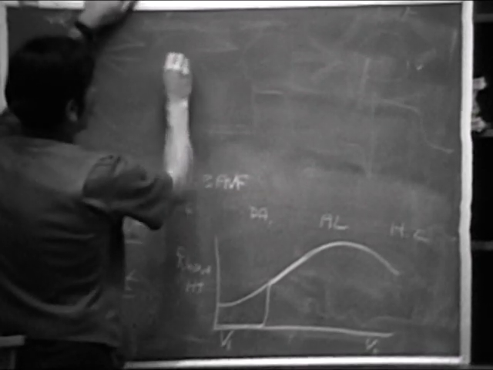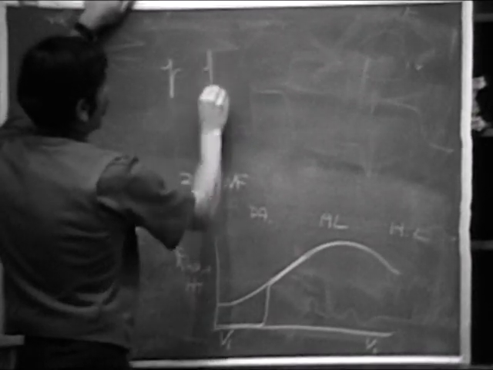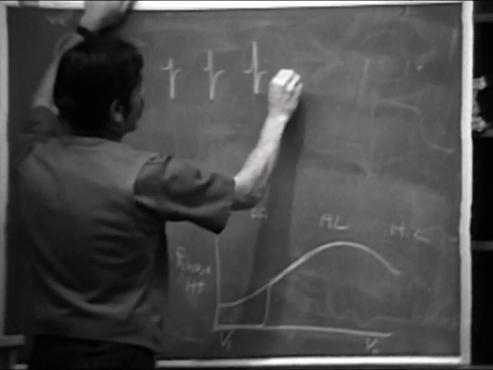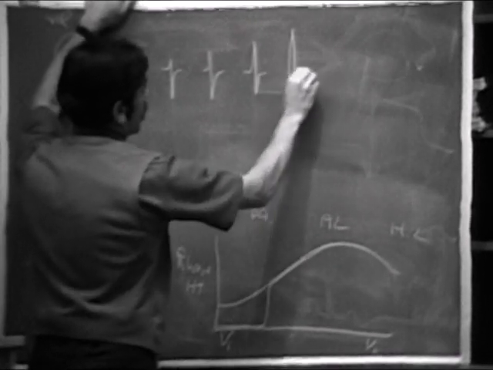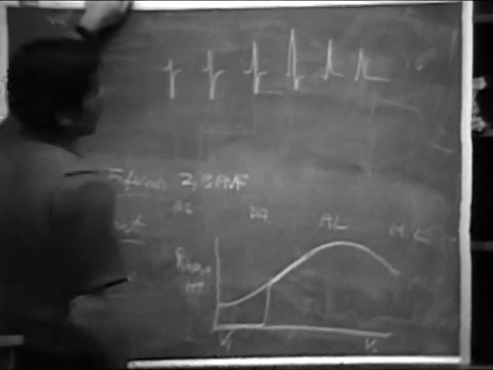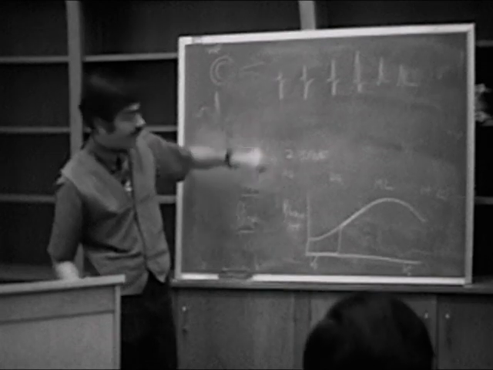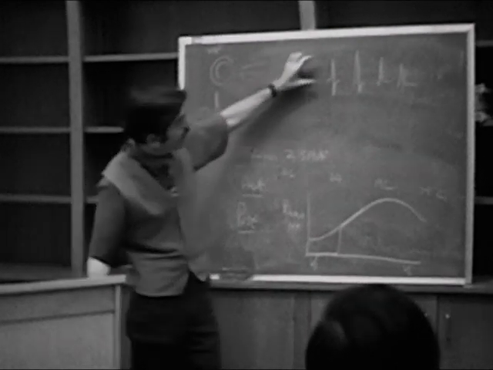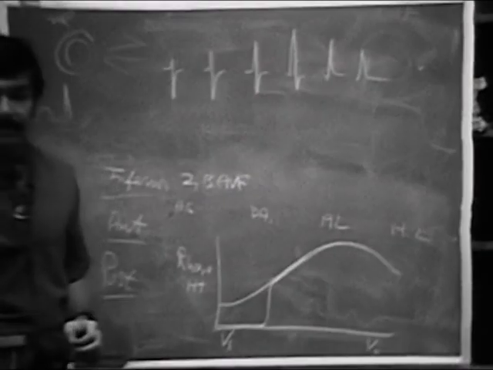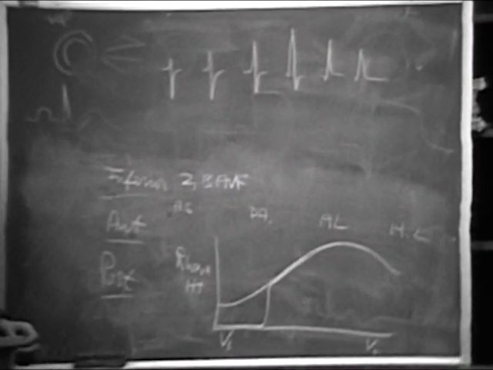Okay, this is V1, V2, V3, V4, little q, V5, V6, something like that. Okay, that's a normal R wave progression, as I indicated, right? The R wave is gradually getting bigger out to V4 and then decreasing again. Everyone recall that? Normal R wave progression.